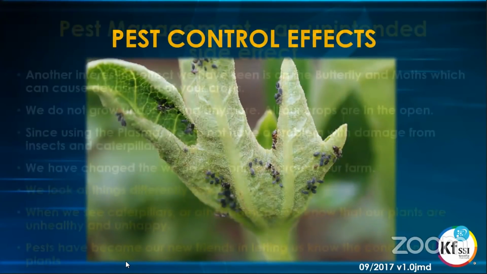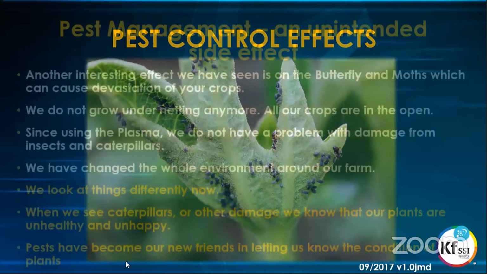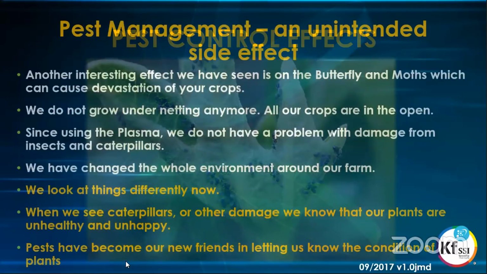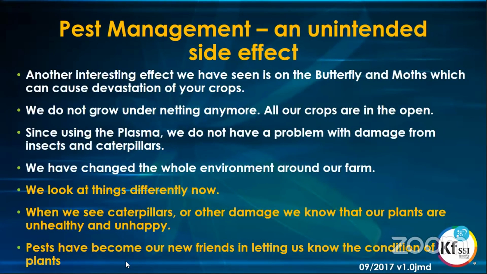So the pest control, which we've seen and a lot of other people have seen, is almost, I'll call it, an unintended side effect of using the plasma. What we've seen and many other people have seen is almost a reduction in the effects of pests on your crop. We used to grow under netting and we don't anymore. All our crops are in the open and we just don't really have a problem of insects and caterpillars anymore.